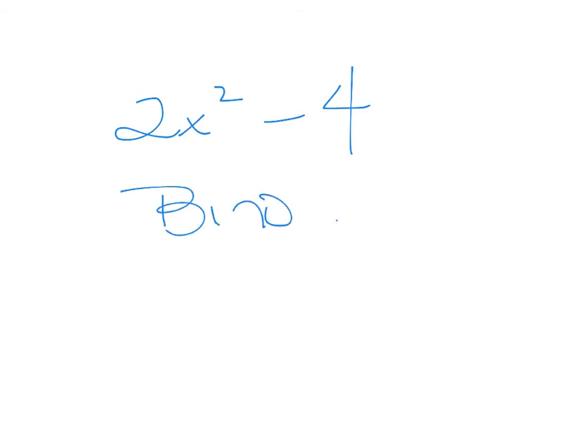I gave you 2x squared minus 4. What would be the name based on the number of terms? Is it a monomial, binomial, trinomial, or poly? Binomial. Good. 2 terms, so it's a binomial. Okay? So this would be a binomial. Okay, based on the degree, will this be constant, linear, quadratic, or cubic?